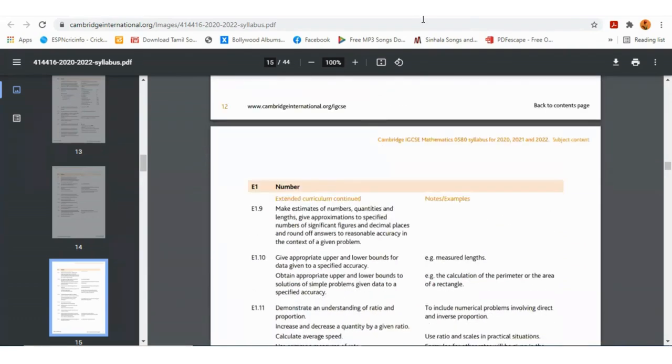And coming to the calculator usage, so like I mentioned earlier, for 0580, you will have to use the scientific calculator.